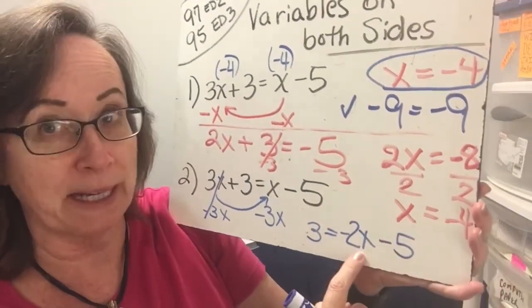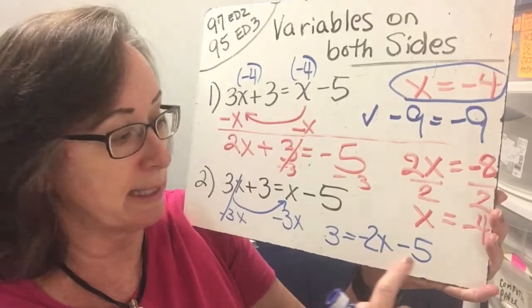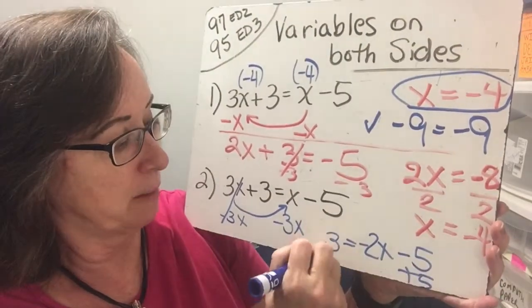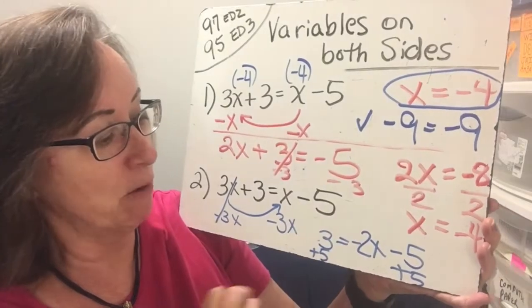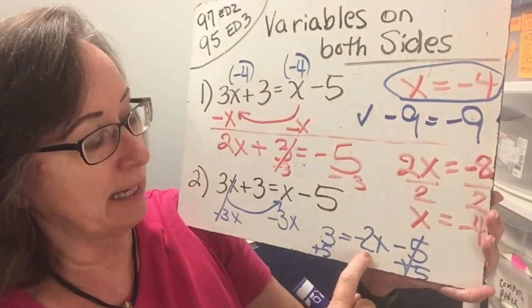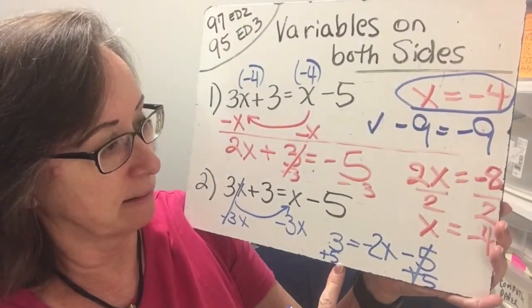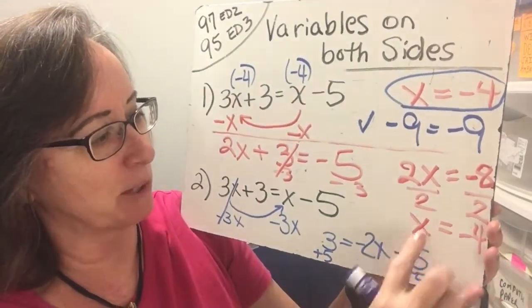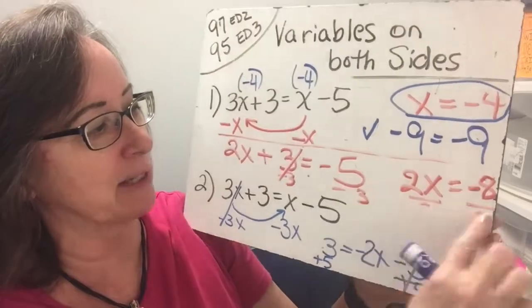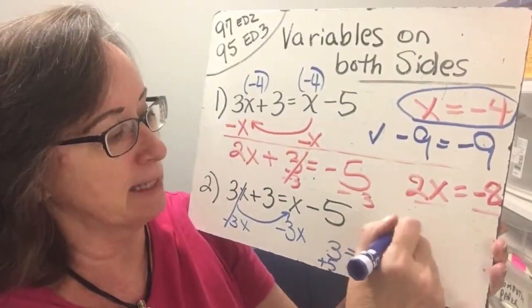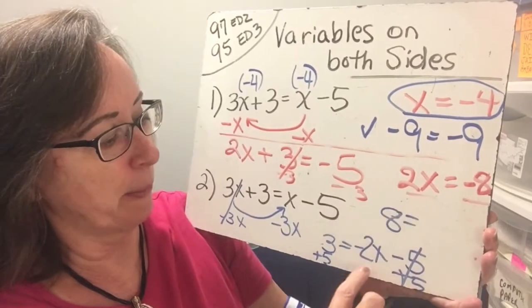Now we're trying to get this by itself, so shouldn't we send the 5 in the other direction? So plus 5, plus 5. And now what do I get? Negative 2x equals 8. All right, now look what we have here. So I'm going to erase this because we already have that answer up there. So now we're going to put this one: 8 equals negative 2x.